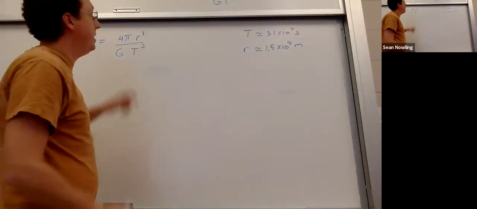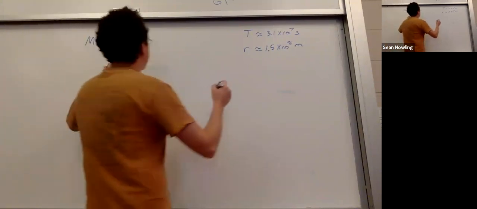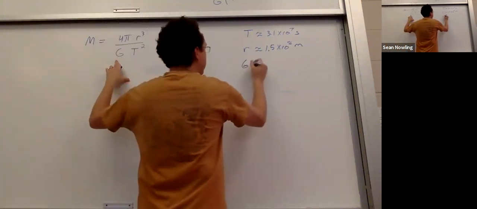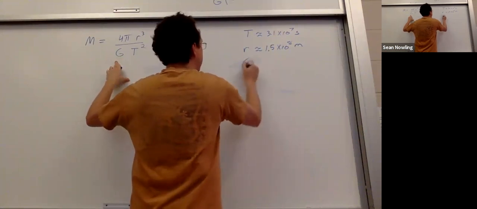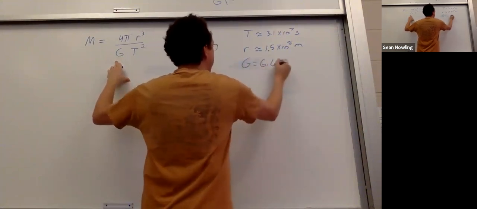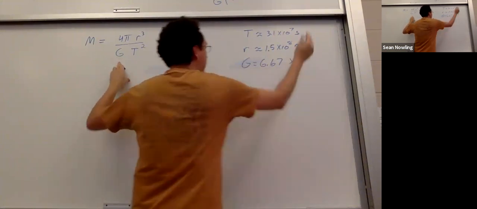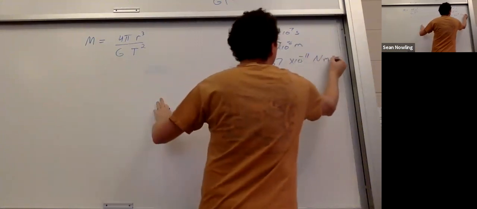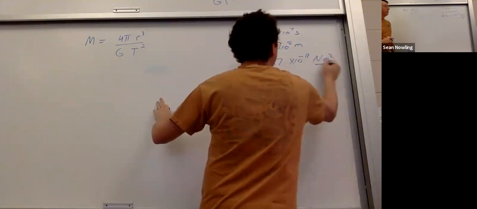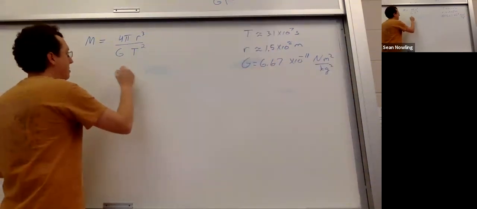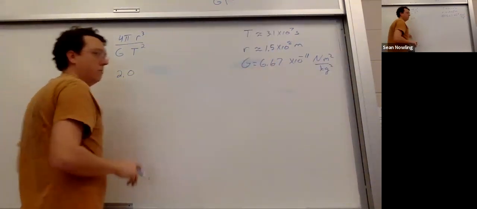And we know G is 6.67 times 10 to the negative 11 newton meter. It's just a straight plug and chug. What you calculate is 2.0 here.